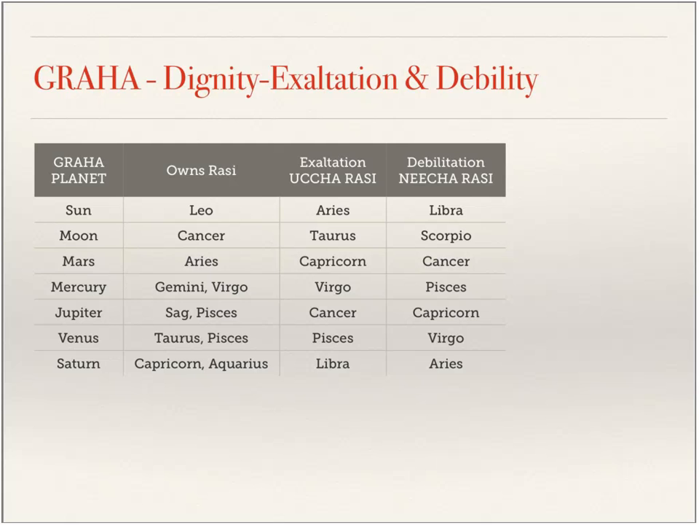Mars owns its own Rashi, and I made a mistake here. I should have included Scorpio here along with Aries, so that was my oversight when I created this table, so I apologize. But Mars is exalted in Capricorn, the Rashi owned by Saturn, and debilitated in Cancer.